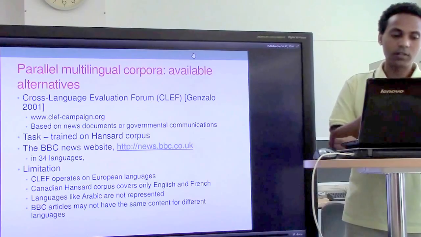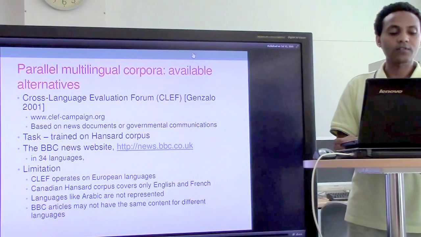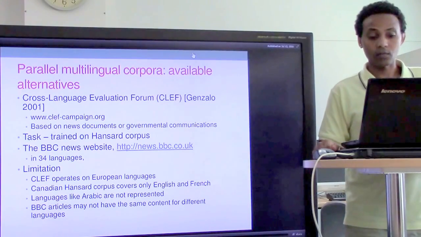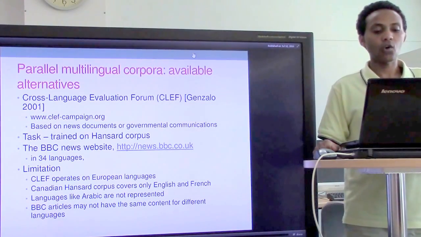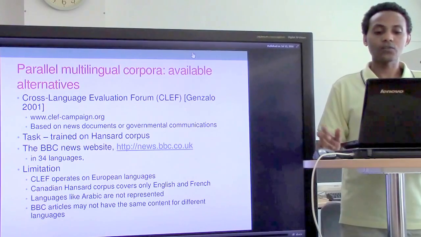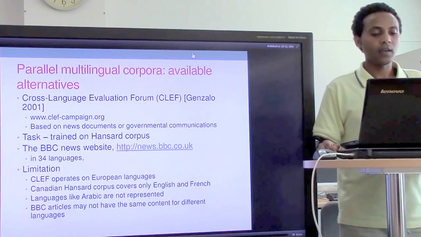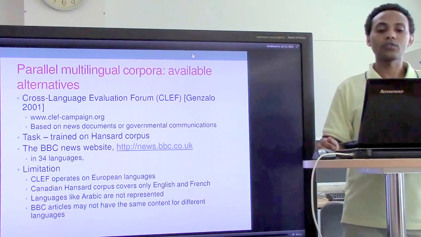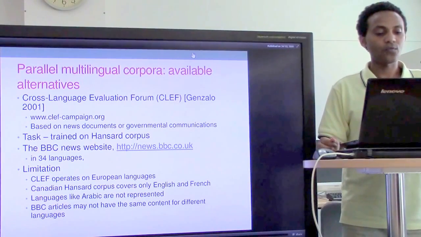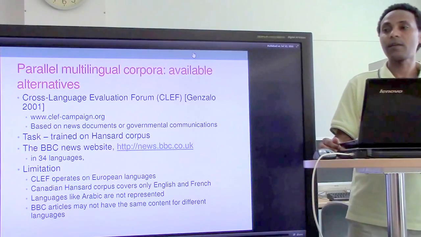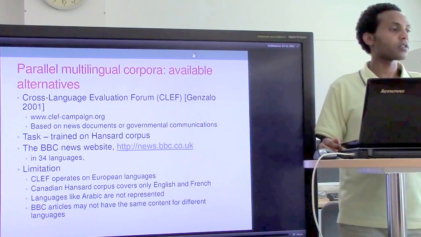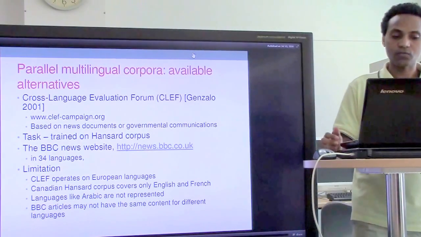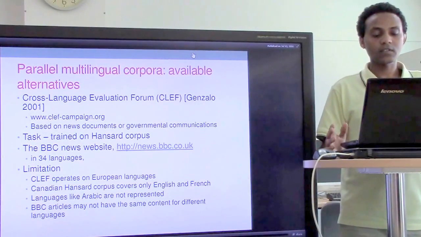But they have their own limitations. If we see the first case, the CLEF forum, it operates only on European languages. And the Canadian Hansard corpus deals only with English to French translations. And there are some languages which are not represented, like Arabic, which the authors are interested in. And for the BBC, although the articles are found in different languages, they may not be directly comparable, or they may not be strictly parallel corpora. So they have certain limitations.